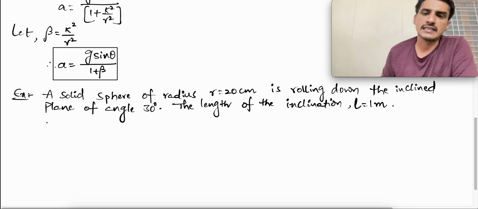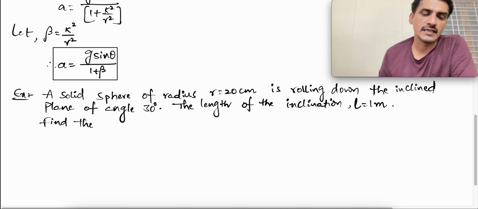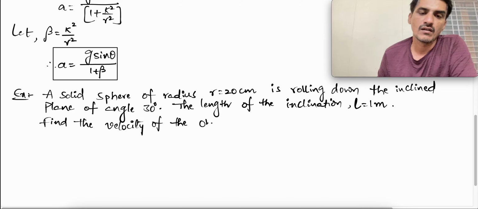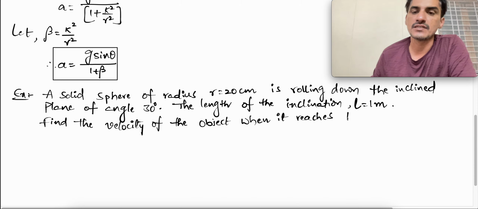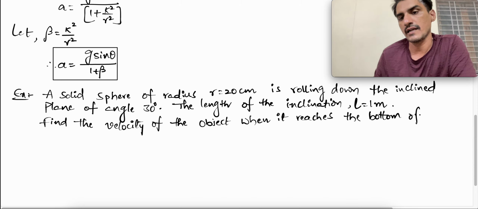Now find the velocity of the object when it reaches the bottom of the inclined plane.